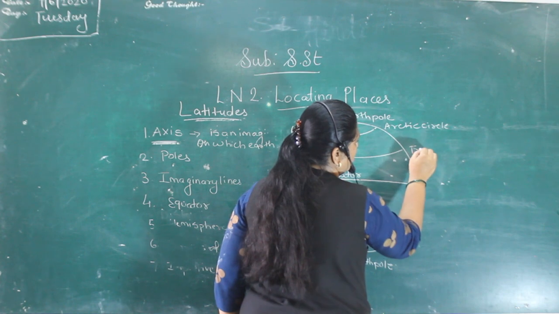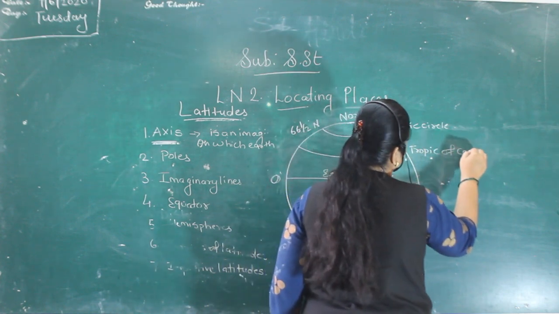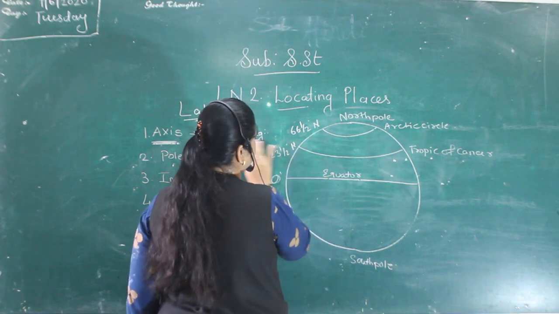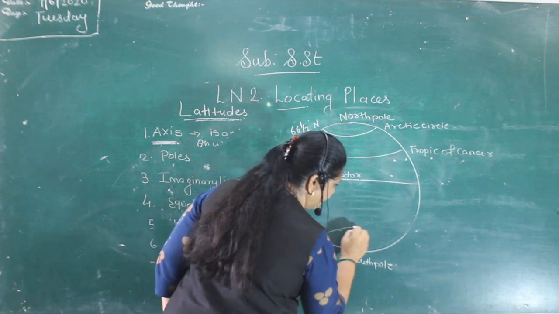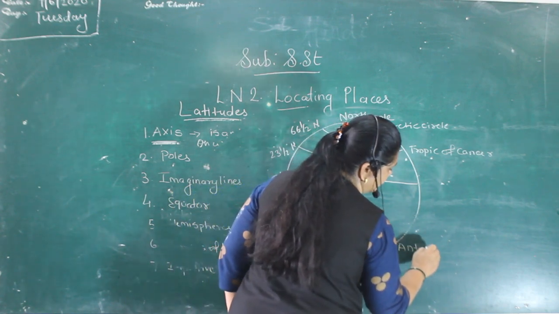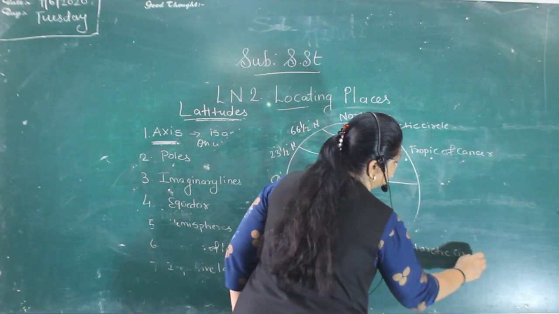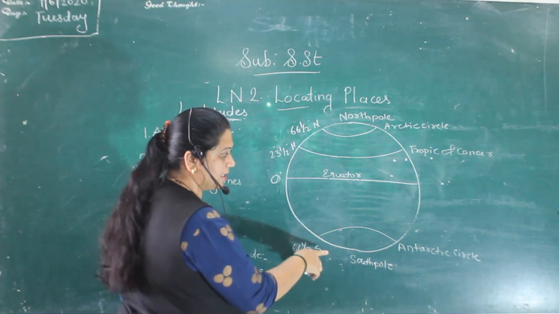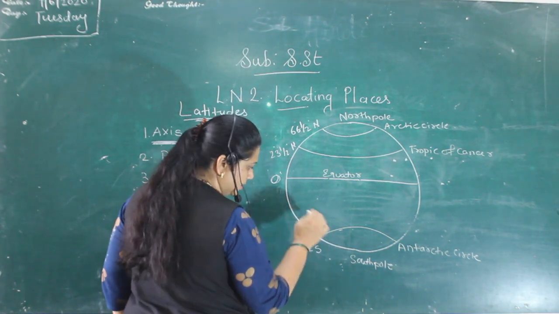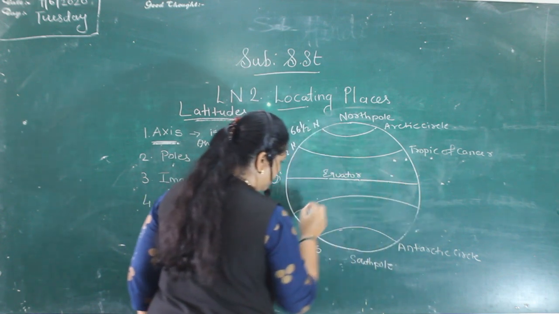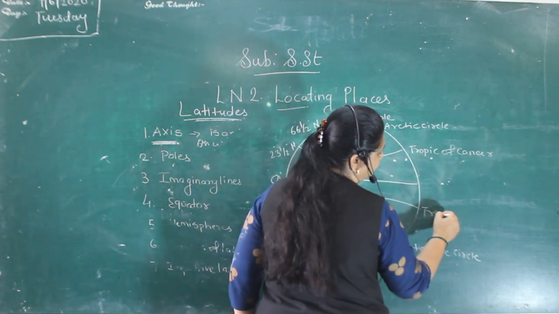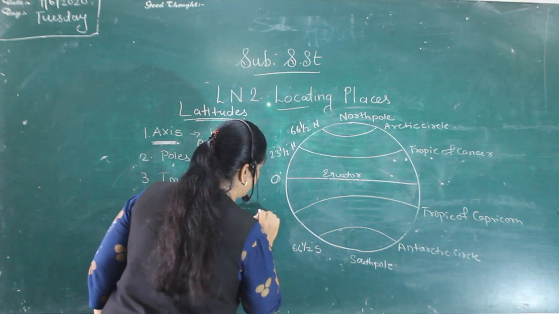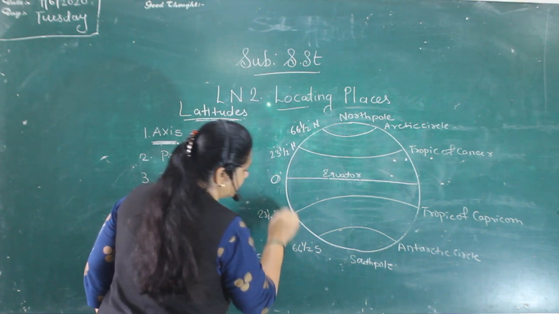Then the Tropic of Cancer, 23 and a half degree north. Again here we have the Antarctic Circle, 66 and a half degree south. We will mark it here as south, and this is the Tropic of Capricorn, which is marked 23 and a half degree south.